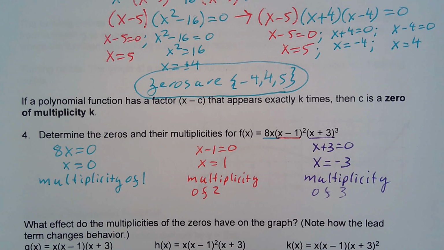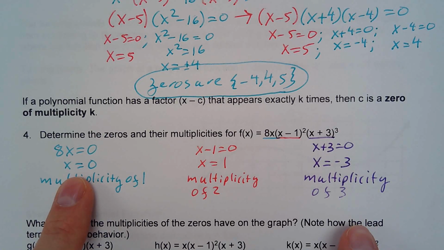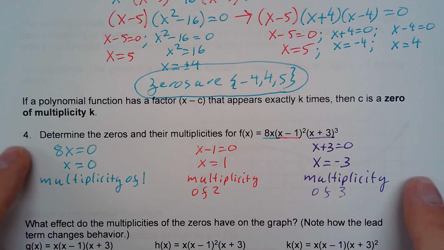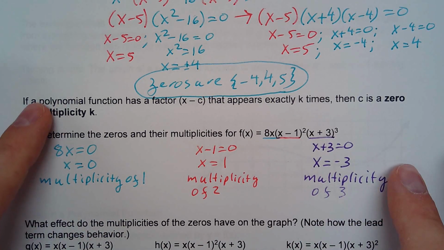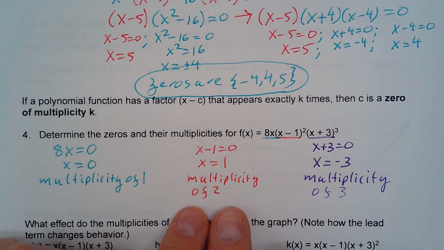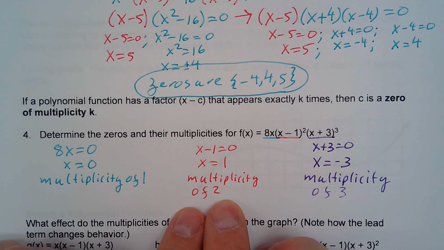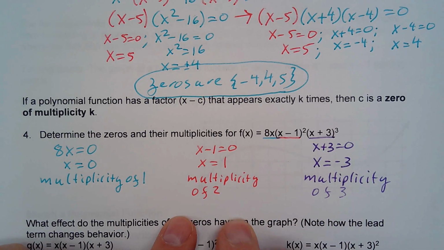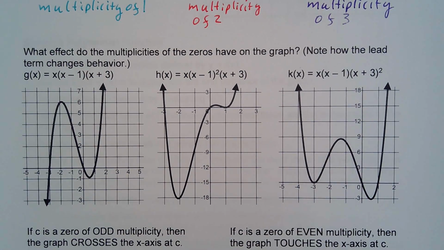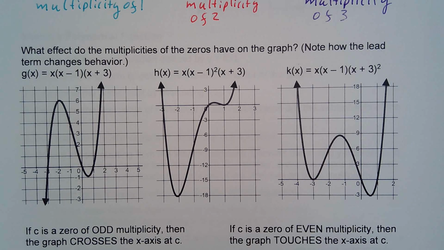So what should happen if I were to graph this thing? At x equals 0 and x equals negative 3, the graph would go through the x-axis, cross through. But at x equals 1, it would bounce. Here go like that, or maybe like that. And what effect do the multiplicity of zeros have on the graph? Know how the leading term changes the behavior.